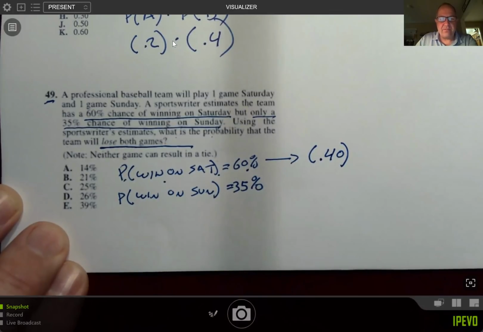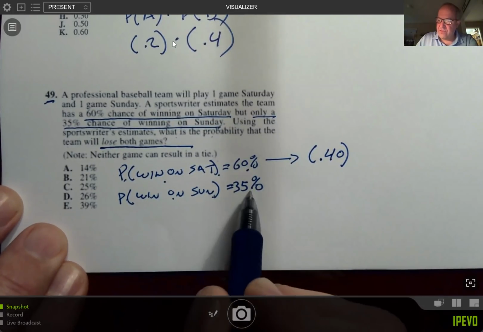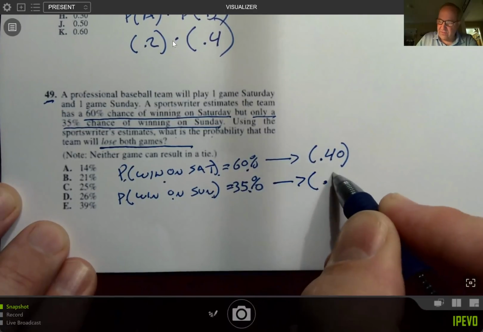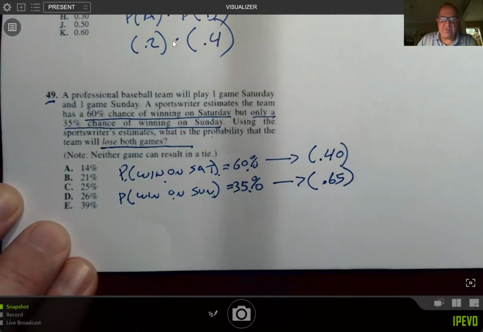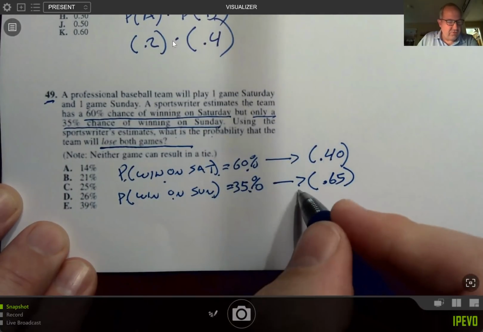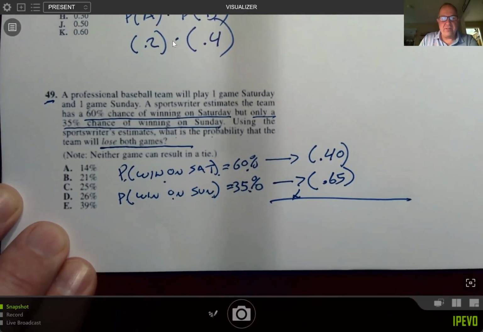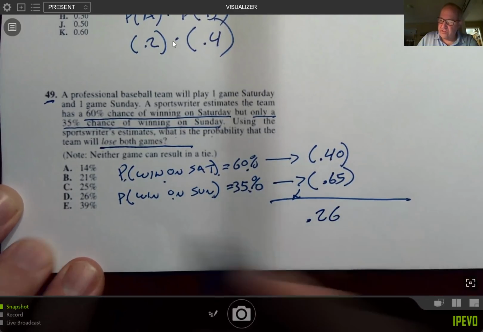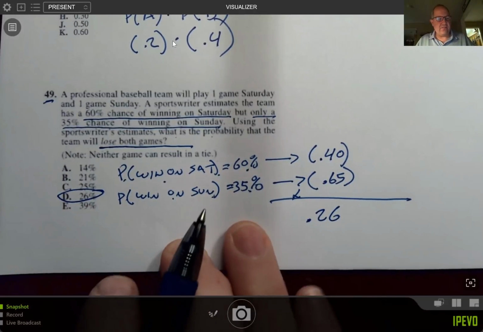We'd write that out as a decimal. And the probability of winning on Sunday is 35%. That would mean losing is 0.65, right? Or 65%. If we multiply those, right, because we're going to multiply these out, it's the probability of this and this, right? Two things happening. We're going to end up with 0.26, which is 26%.